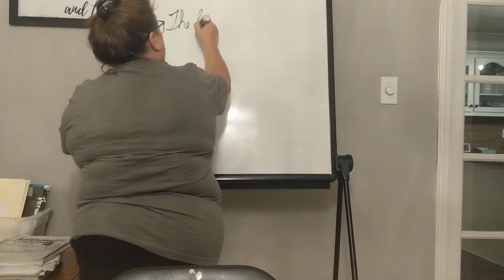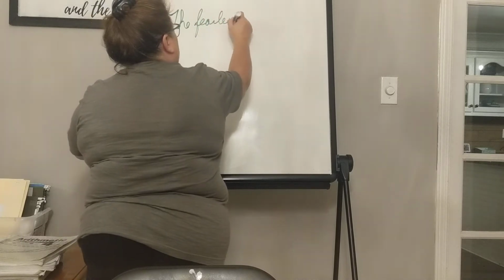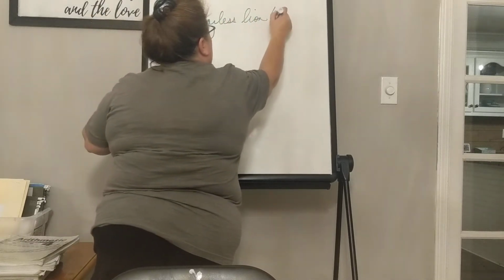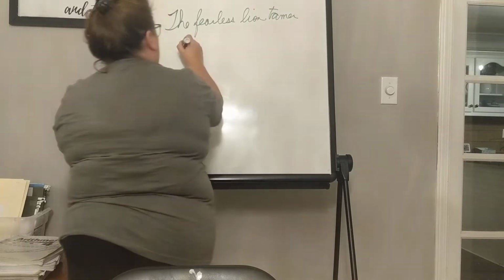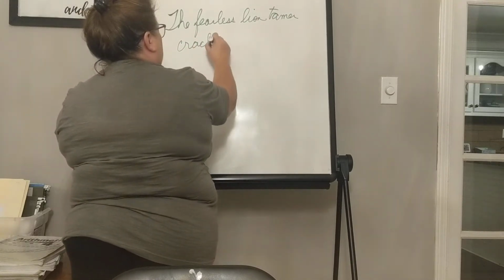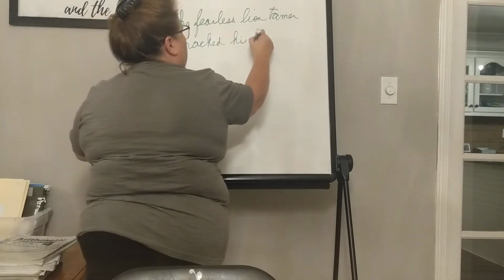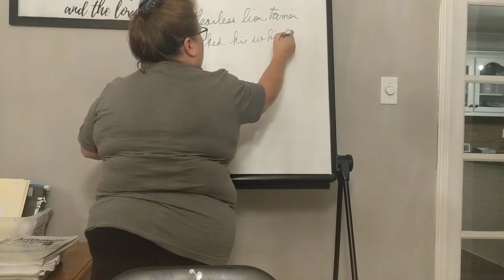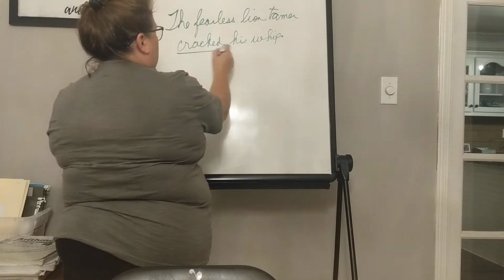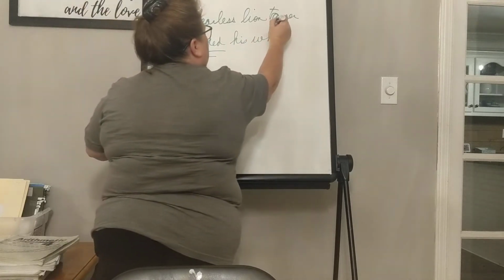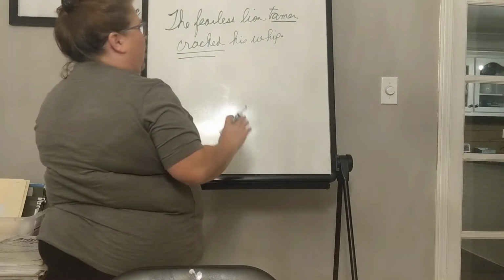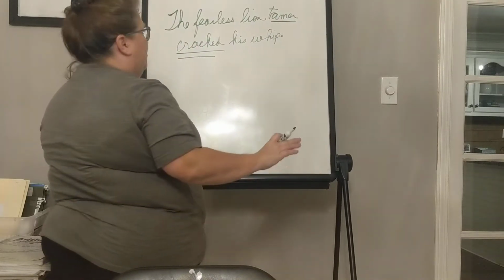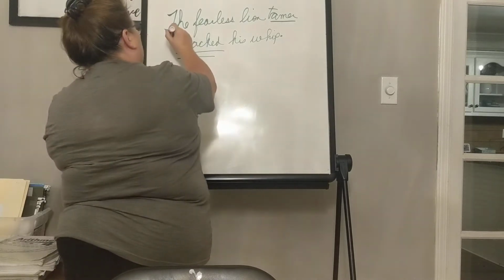Okay? So if we have the sentence, the fearless lion tamer cracked his whip. We all know our verb in that sentence would be cracked. And who or what cracked? Tamer cracked. Now, we are always going to divide between the subject and predicate right before the verb.